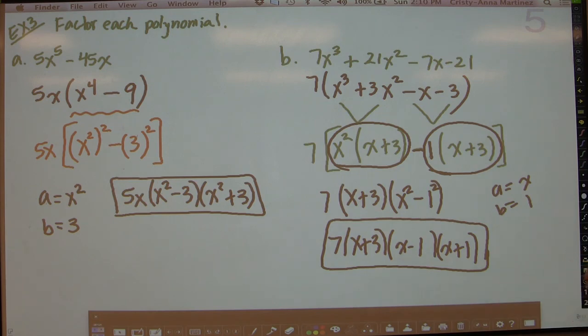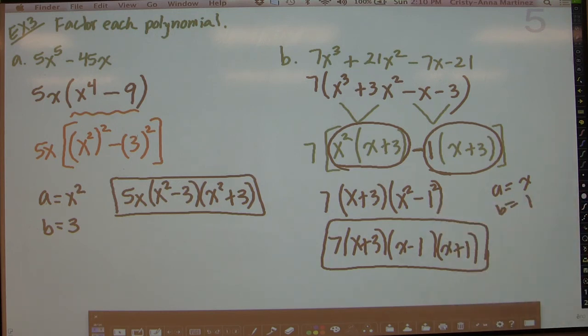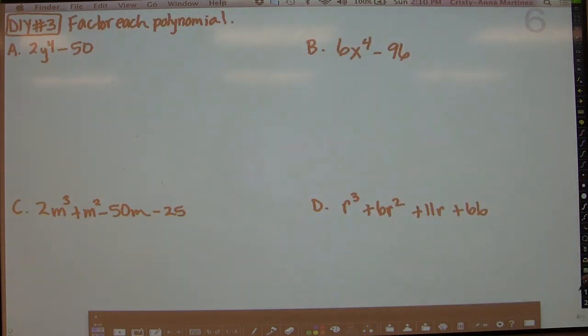So again, just be careful. You want to try to combine techniques sometimes, and don't leave it with the perfect square in there at the end. So now you can try these little guys.